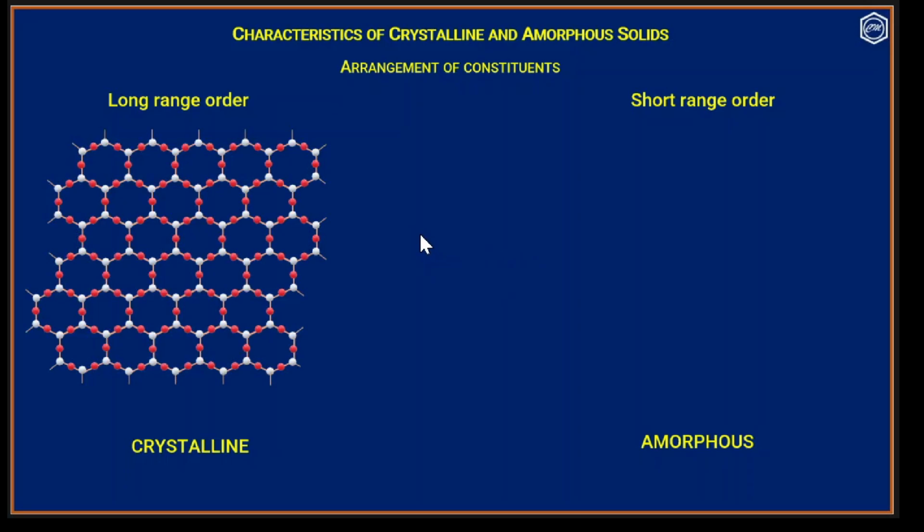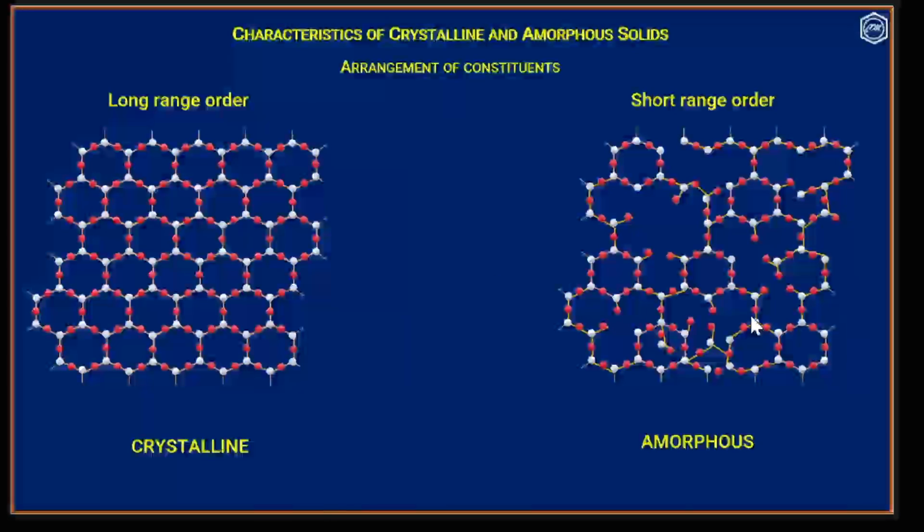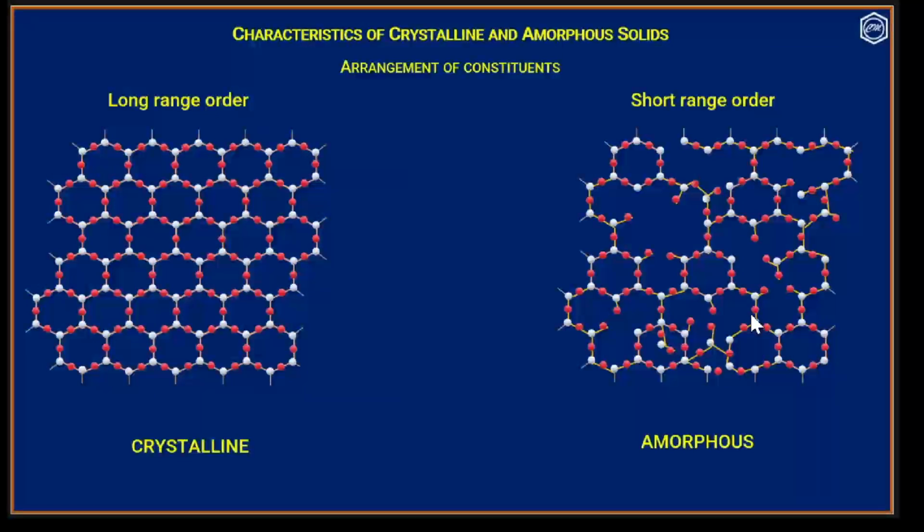Quartz is made up of SiO4 tetrahedra. Here we can see the perfectly ordered arrangement, and such an arrangement is called the long-range order. But when we come to quartz glass, which is amorphous, the ordered arrangement can be seen only in some places.